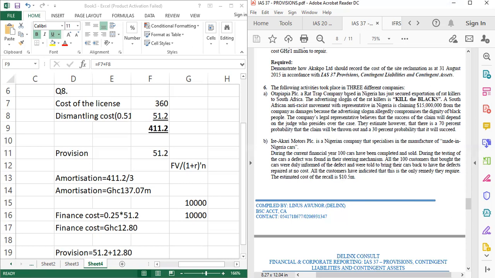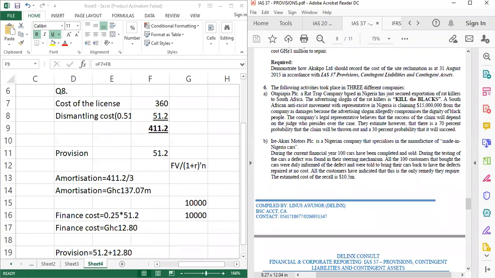I think no, we're not supposed to make provision. The percentage of the claim not being successful is higher. Whenever the percentage of the claim being successful is higher, then we make provisions, because it means on average the claim will be successful. But when the percentage of the claim succeeding is lower, it means that this is a foolish case. Don't go and take 30% of the 15 million.